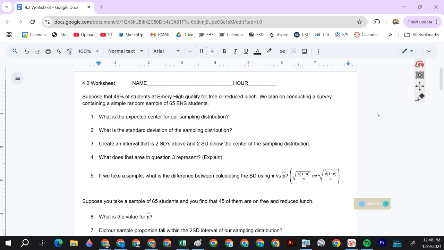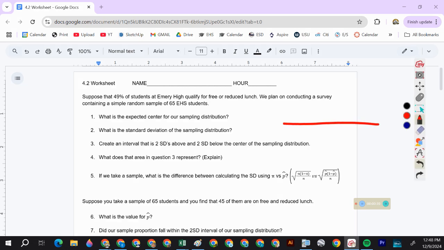Suppose that 49% of students at Emory High qualify for free or reduced lunch. We plan on conducting a survey containing a simple random sample of 65 Emory High students. Okay, so if we do this sample, what do we expect the center of our sampling distribution to be?